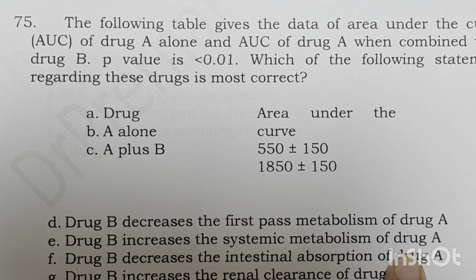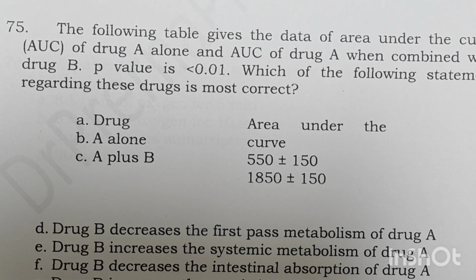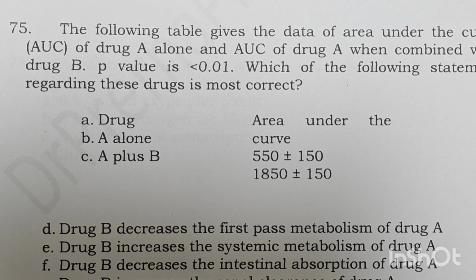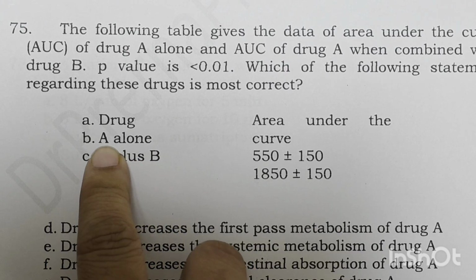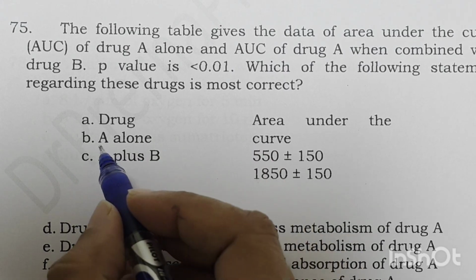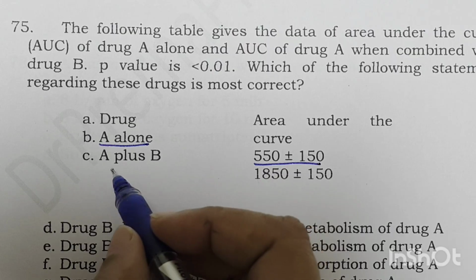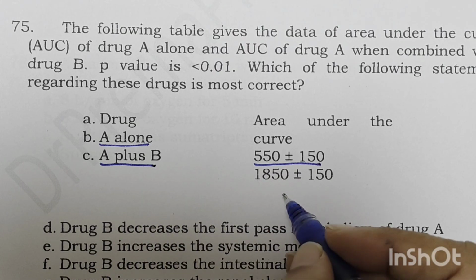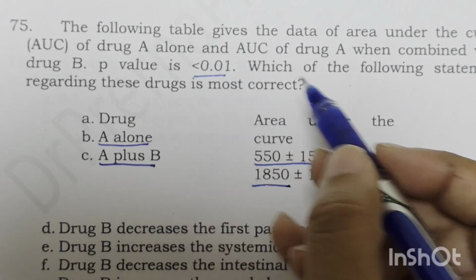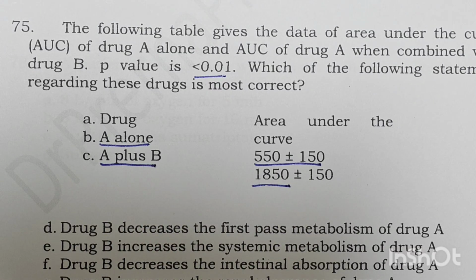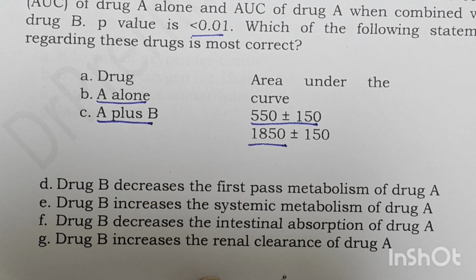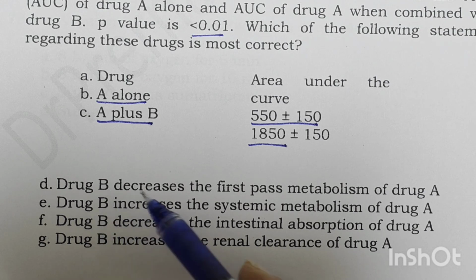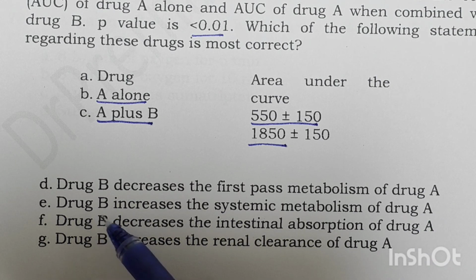The following table gives the area under the curve of drug A alone and AUC of drug A when combined with drug B. Okay, now the following data. A alone, area under the curve, drug A comes to 550 and drug A plus B comes to 1850. The p-value is less than 0.01. Which of the following statements regarding these drugs is most correct? The statements given are: drug B decreases the first pass metabolism of drug A; drug B increases the systemic metabolism of drug A; drug B decreases the intestinal absorption of drug A; and drug B increases the renal clearance of drug A.